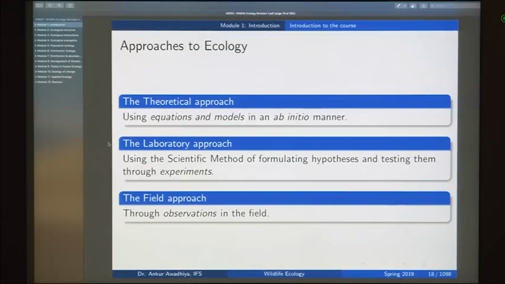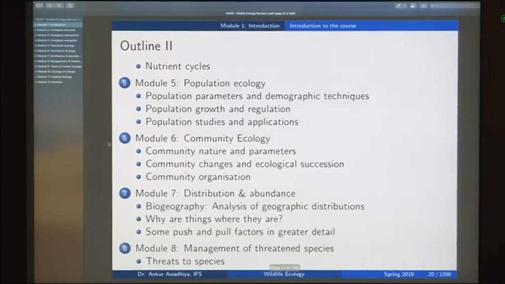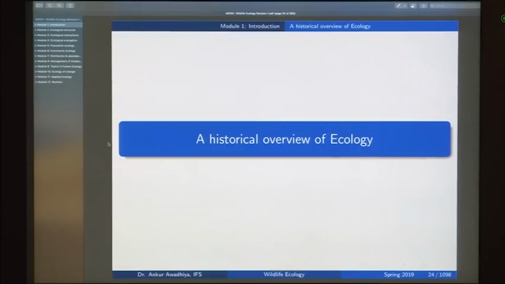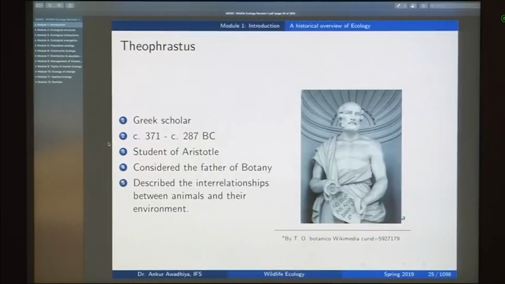So we have made use of all these 3 different approaches throughout this course, and then there was this outline, assessment, final examination. Then the second lecture was about a historical overview of ecology. Now in this we started with Theophrastus.